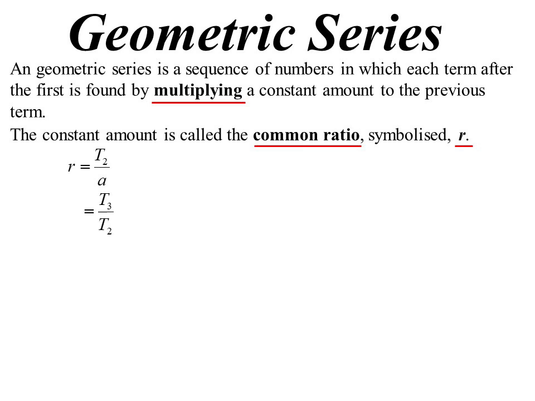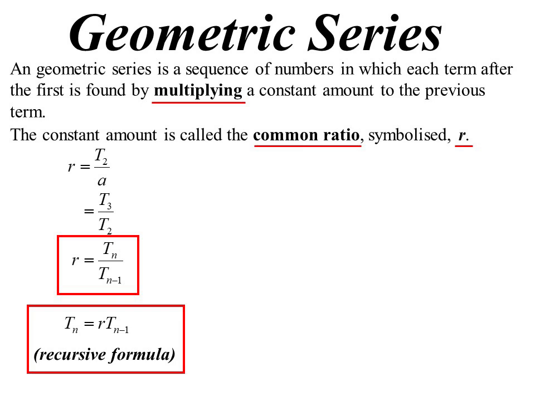So if I want to find that ratio, I could get the second term divided by the first term, or the third term divided by the second term. Or if I want a formula, again, I could get any term divided by the previous term. That would tell me what the common ratio is. Now a recursive formula, therefore, if I want to get term n, I'll get term n minus 1, multiply it by the common ratio. There's our recursive formula.